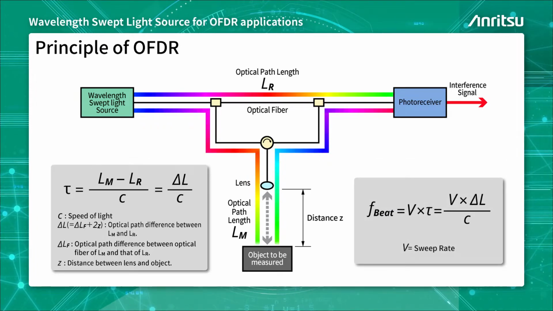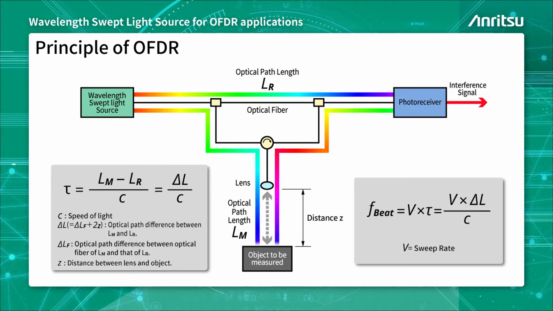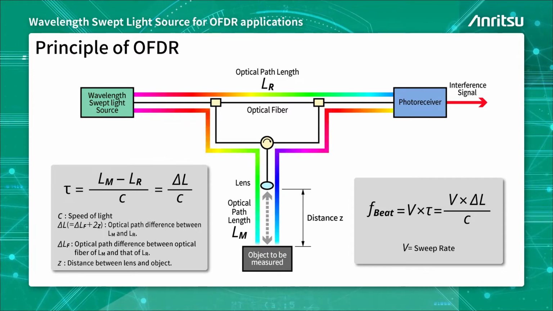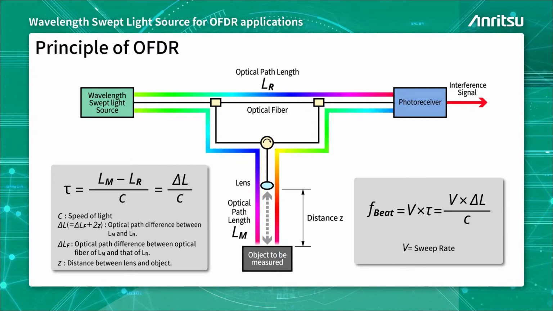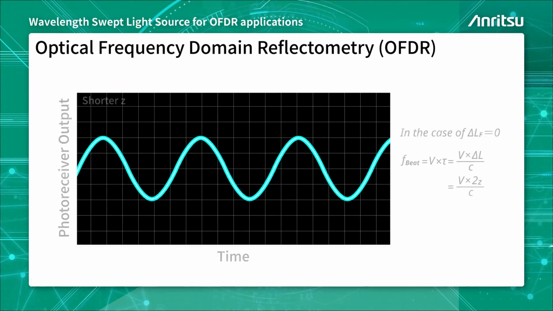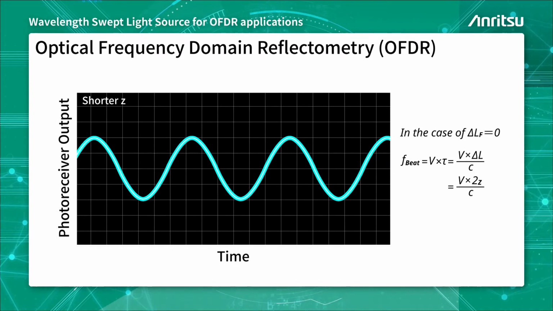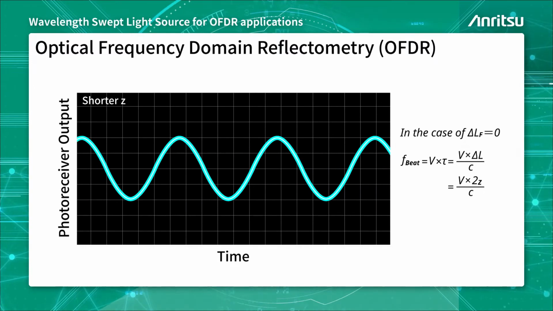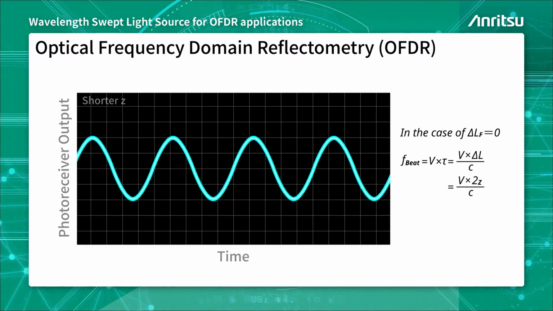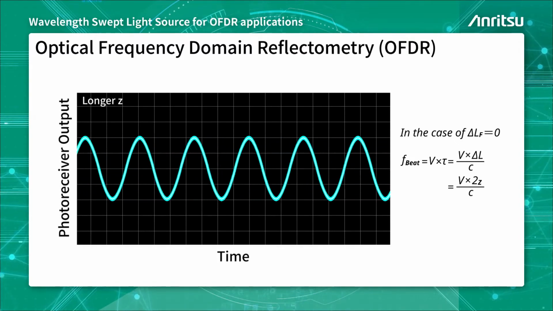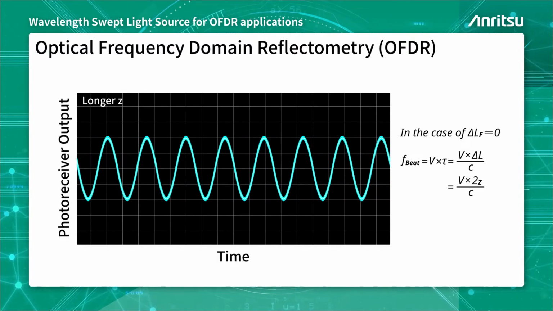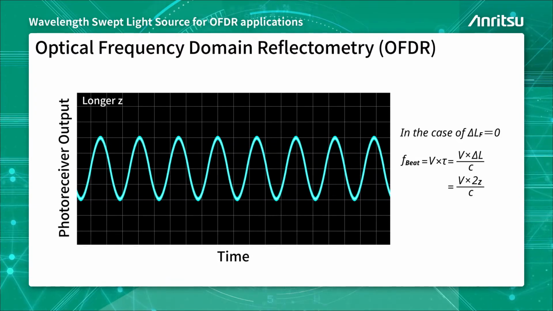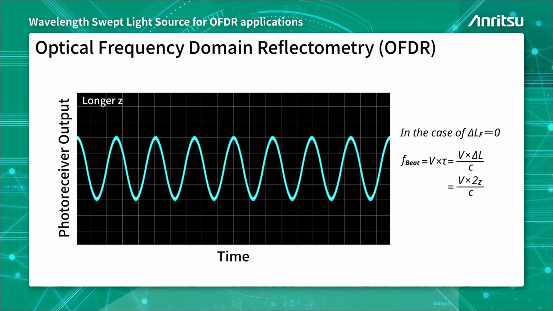In this case, if the wavelength sweep rate is V, two lights differing in wavelength by V times tau are combined, and the interference signal with the difference frequency F beat is observed in the receiver. Let's call the optical path length difference between LM and LR Z. When the length difference Z gets shorter, the frequency F beat of the interference signal gets lower. Conversely, when Z gets longer, the frequency F beat gets higher. In this way, the distance Z is calculable from the frequency F beat.